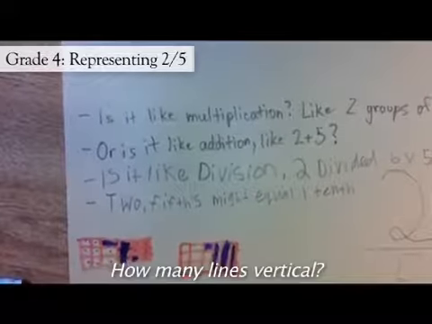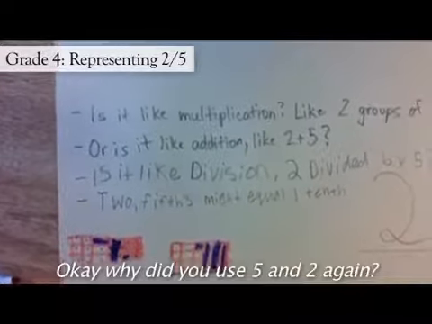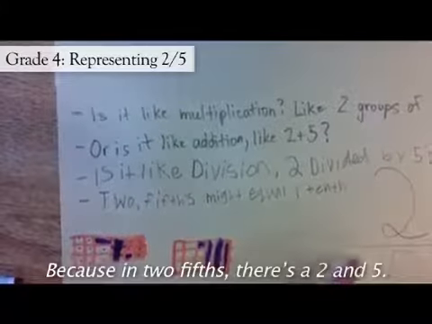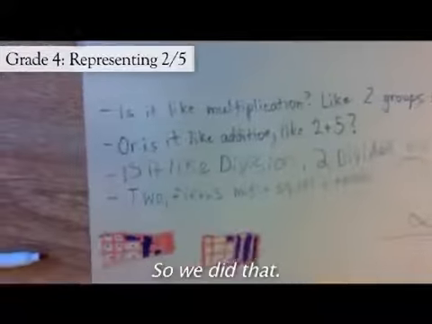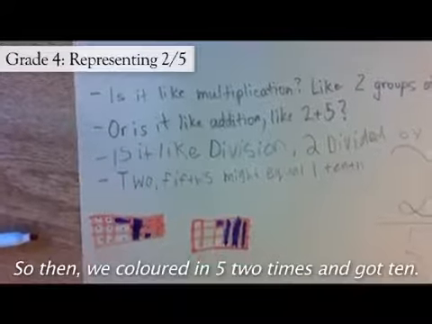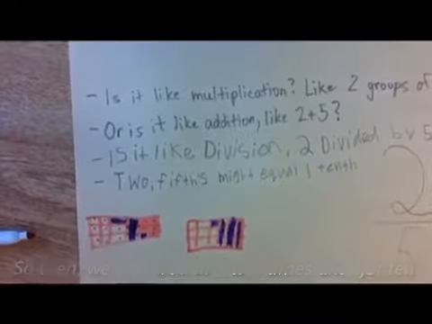How many lines vertical? 5. Okay, why'd you do 5 and 2 again? Because in 2/5, there's 2 and 5. Okay. So we did that. So then we colored in 5 2 times, and it got 10.